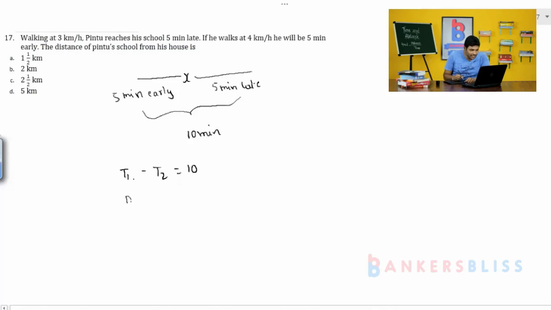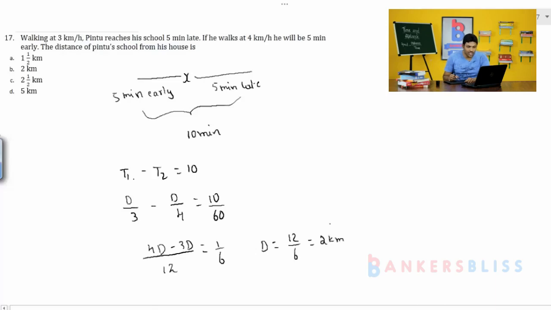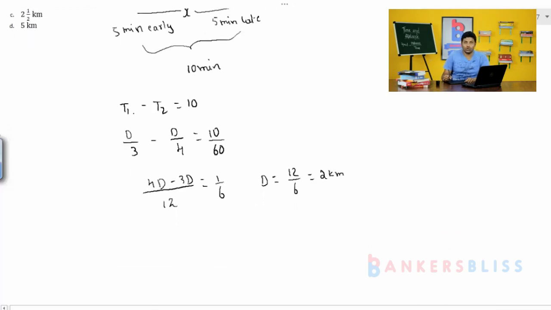T1 means distance by speed, that is D by 3, minus next T2 means distance by another speed, that is D by 4, which is equal to 10 by 60. Minutes has to be converted into hours. So 3 and 4, 12 is the LCM. Now 4D minus 3D is equal to 1 by 6. Now D is equal to 12 by 6, which is equal to 2 kilometers. So this is the normal method, already we have discussed.